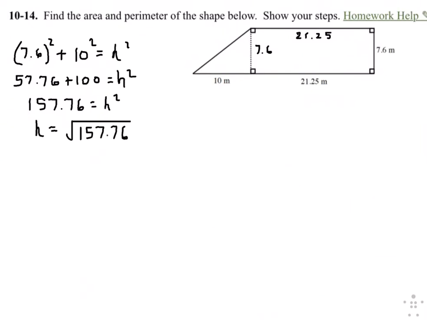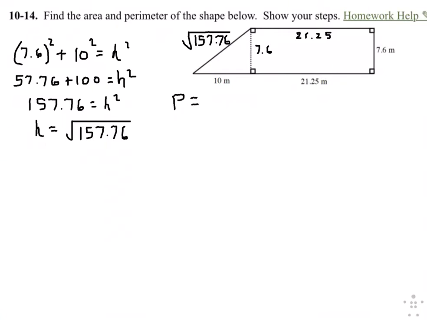157.76. Now, if we change that into a decimal, you'll clearly get a different answer, right? Because it'll be in decimal form, but it'll also be an approximation. So 157.76. So the perimeter, let's start with the perimeter.